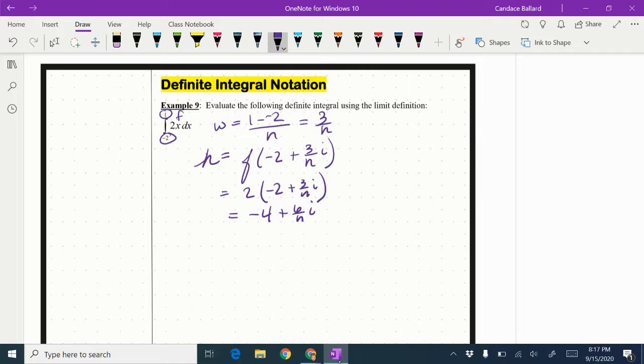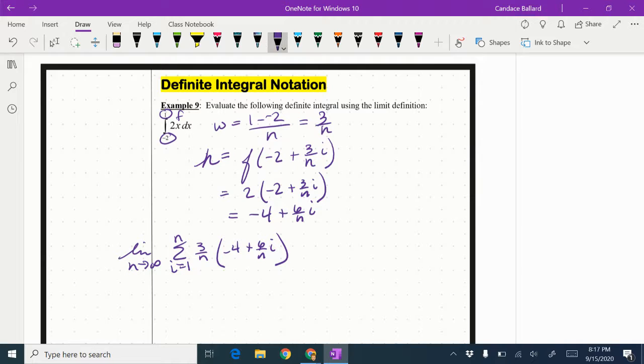All right, now in order to find the area of my rectangles, I take the width times the height. And then I'm going to add all of those rectangles up. So i equals 1, still 1, to n, because it's an index number, not our bounds. And then we're going to take the limit of all of those rectangles as n goes to infinity.